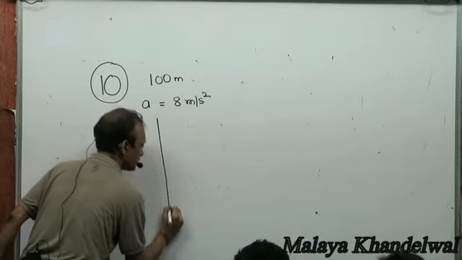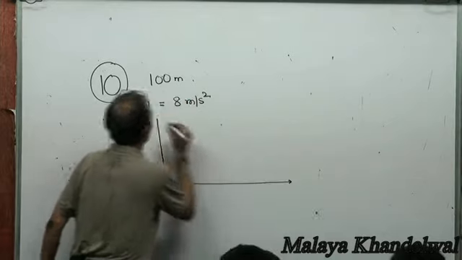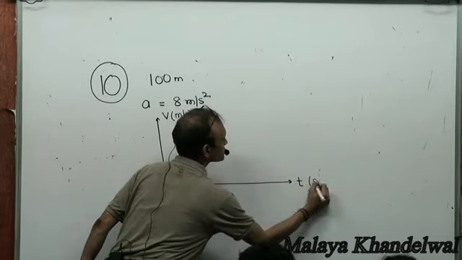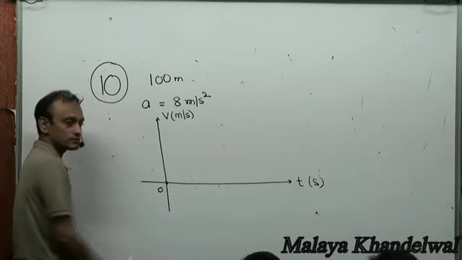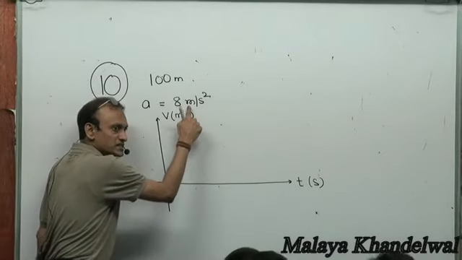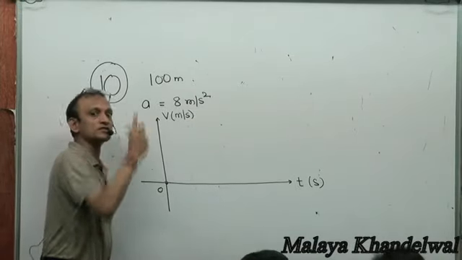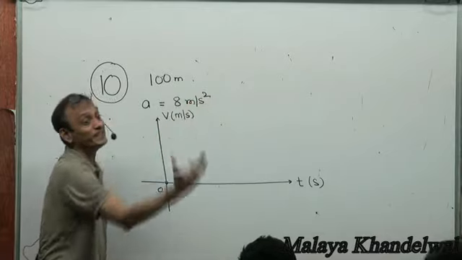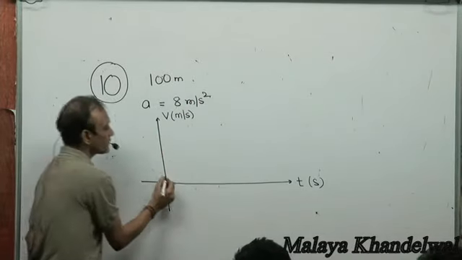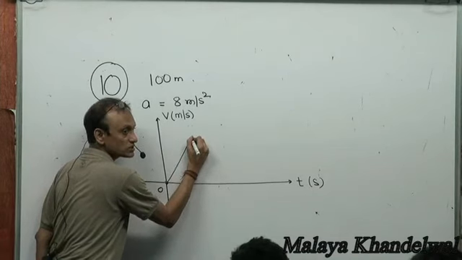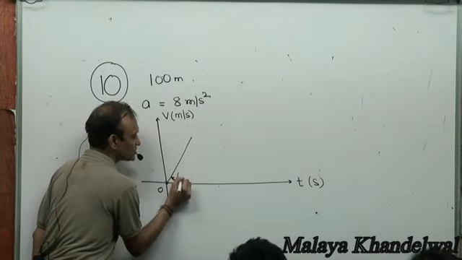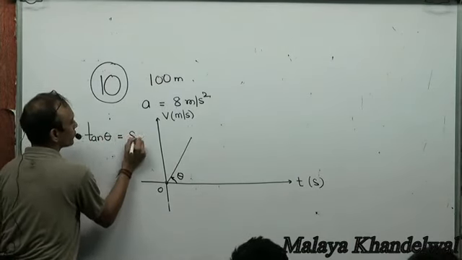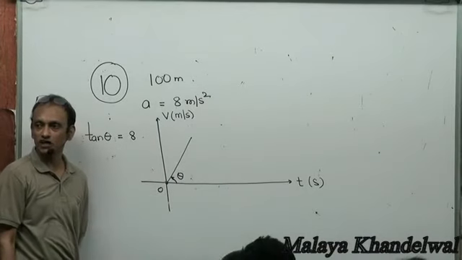Now let me do it graphically. Velocity time graph, velocity in meters per second, time in seconds. Obviously, it starts from rest and accelerates at a constant value. If the particle has a constant acceleration, then its velocity time graph will be a straight line, and the slope of that straight line will give me the acceleration. Yes or no? If this angle is theta, then tan theta will measure the acceleration.